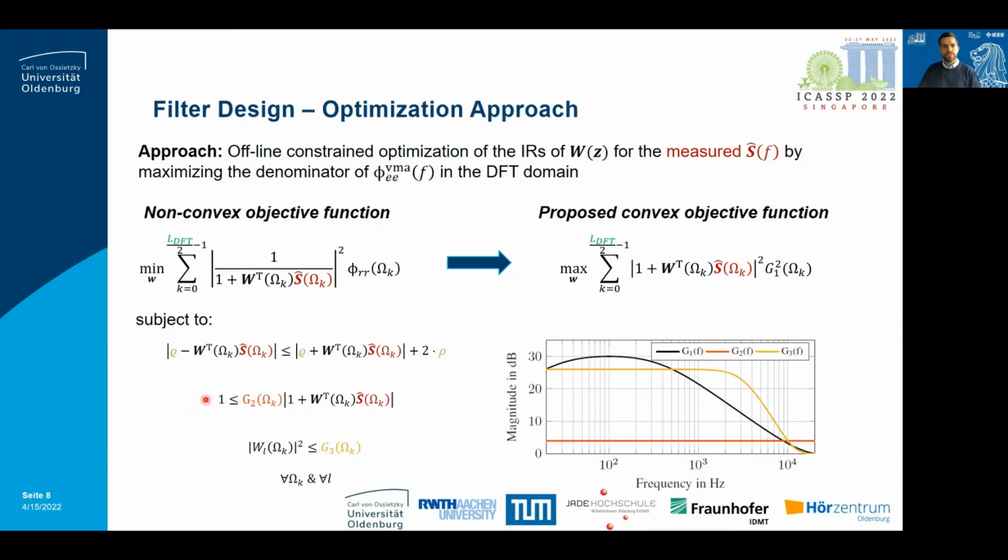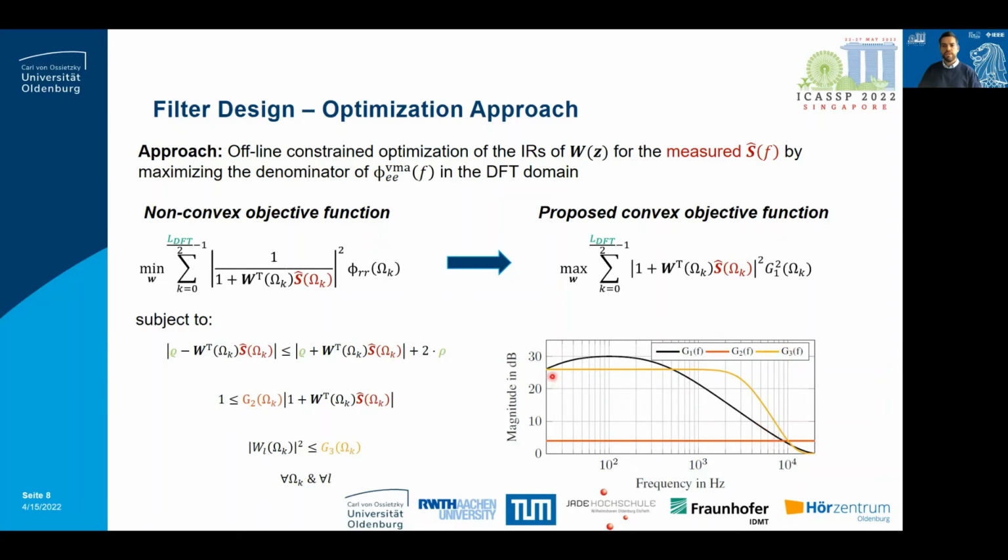This convex objective function is maximized subject to several inequality constraints, namely a stability constraint based on a single-sided hyperbola, a maximum amplification constraint set by G2 that aims at controlling the waterbed effect, and a maximum controller gain, which is given by the function G3. These inequality constraints need to be satisfied for each frequency, and in the case of the last constraint, also for each loudspeaker channel. In our optimizations, we set the three frequency-dependent functions G1, G2, and G3 as shown in the plot on your right-hand side.